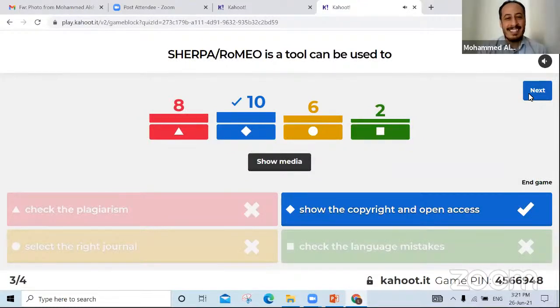Okay, good. So it seems not many heard about it, but actually it's not a tool to check plagiarism. It's not a tool for language mistakes. It's a tool to show the copyright and open access. I'll explain that, don't worry. I'm trying now to see your level.